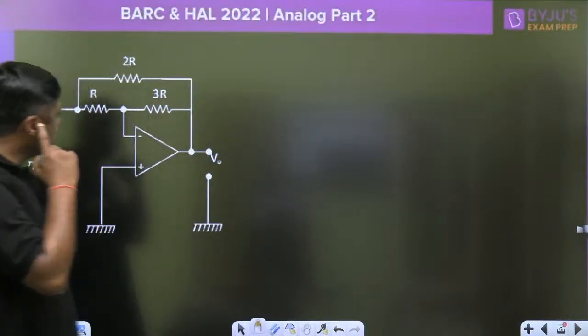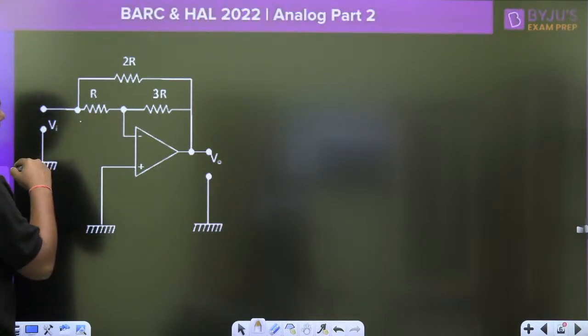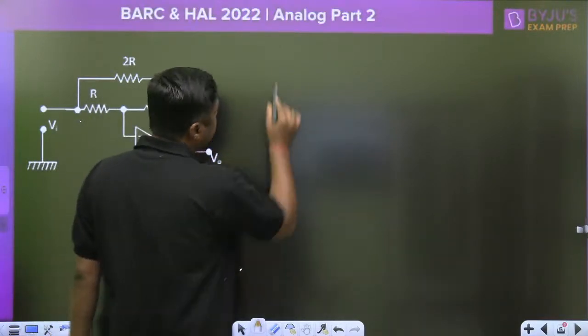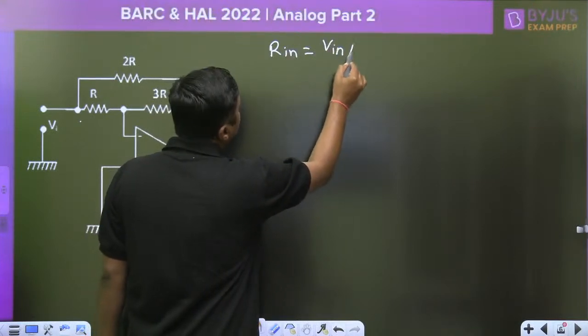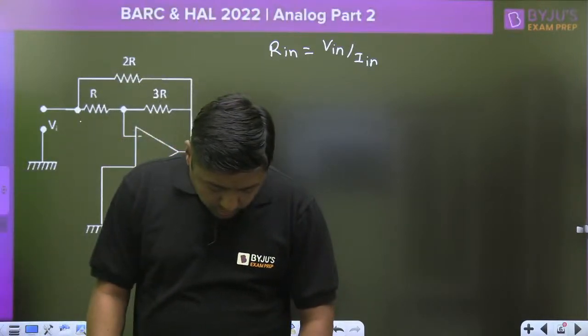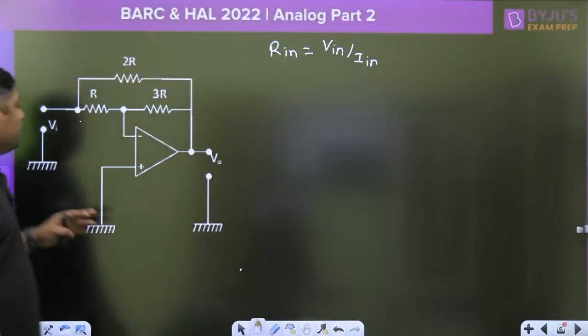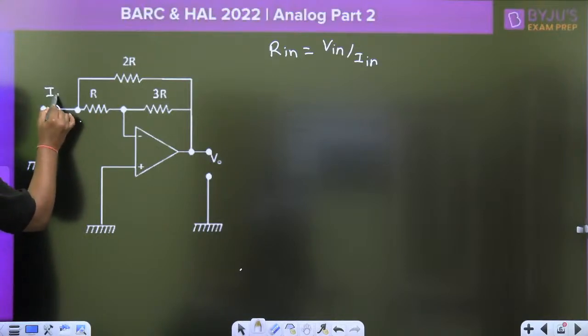Now first watch this diagram. Here we have R, this is the 3R, this is the 2R. If input resistance is required, Rin is equal to Vin by Iin. That is the general formula, right? Surjit Ravidas has given the answer R by 3. Now we will check. For any type of diagram, if you want the input resistance, simply this is the V, this is the Iin, this is the current.